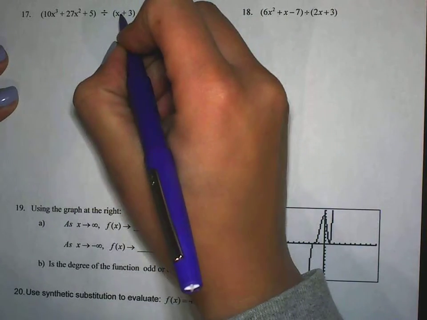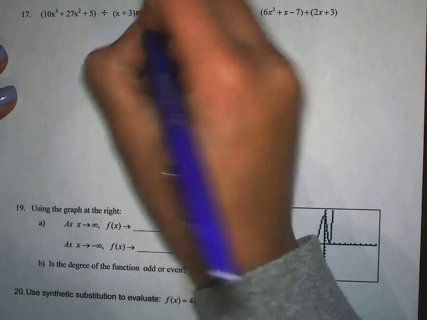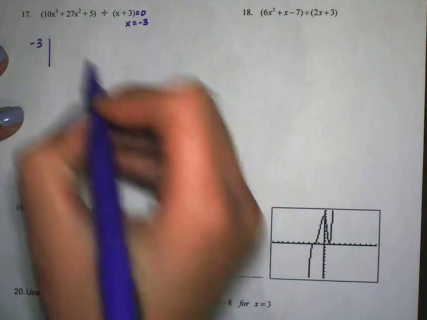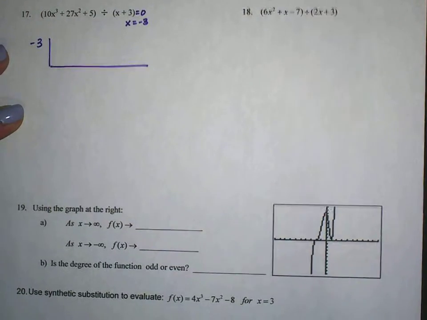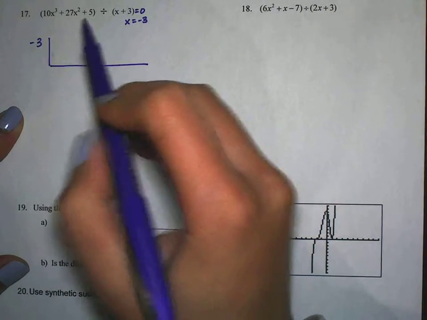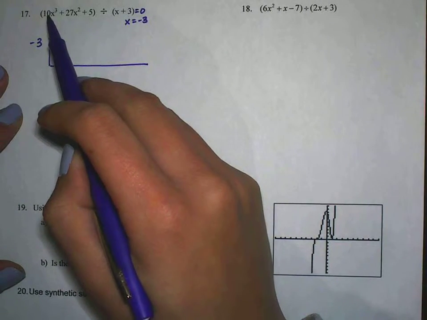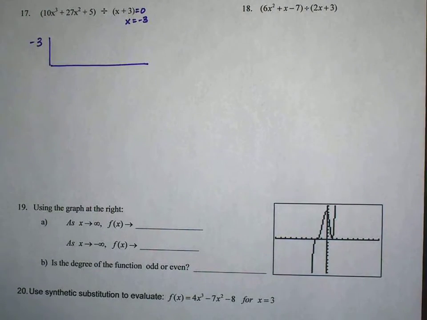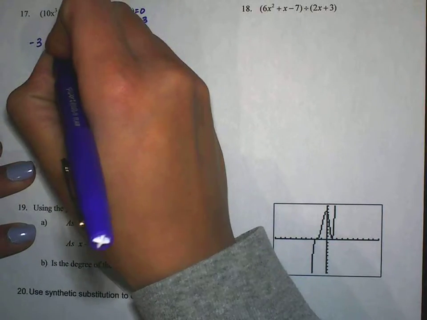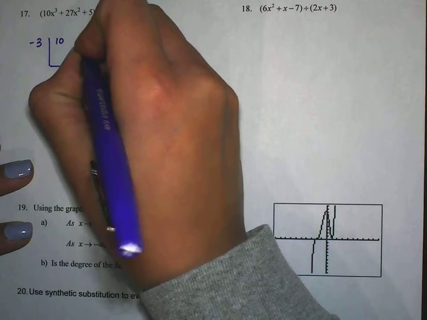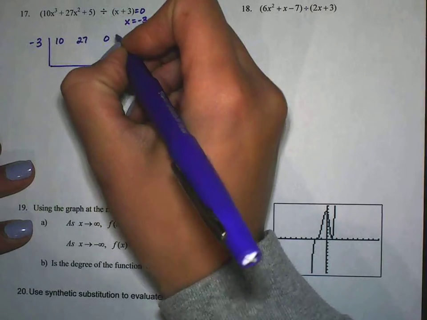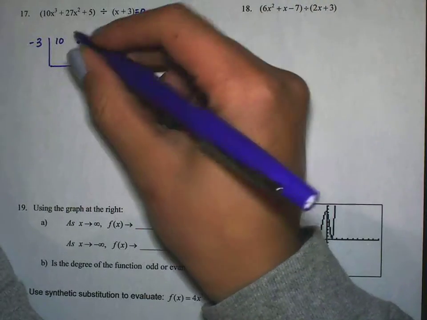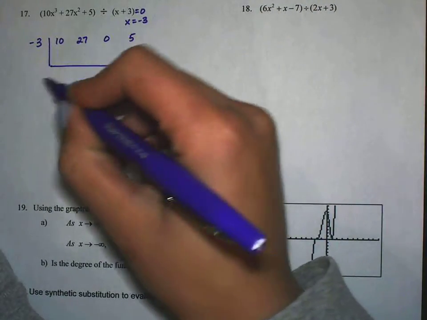Okay, so if x plus 3 is what we're trying to divide by, if I set that factor equal to 0, I get x equals negative 3. So I'm actually going to use negative 3 on the outside of my synthetic division. As far as the polynomial we're dividing into, I notice there is no x term. So what I have to do with the coefficients on the top line is I still have 10x cubed, 27x squared. I have to put that 0x right here, and then put the constant 5 at the end. We are just dividing, so we're actually going to have to use the entire bottom line here.